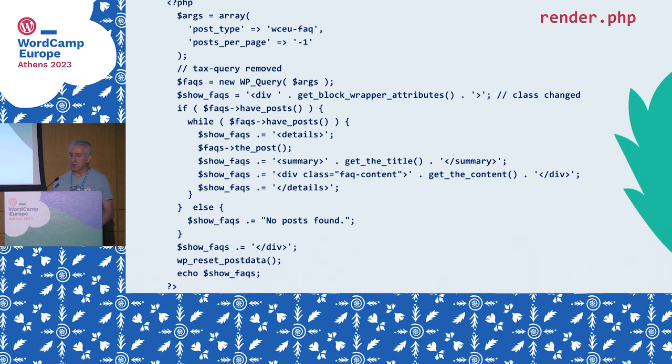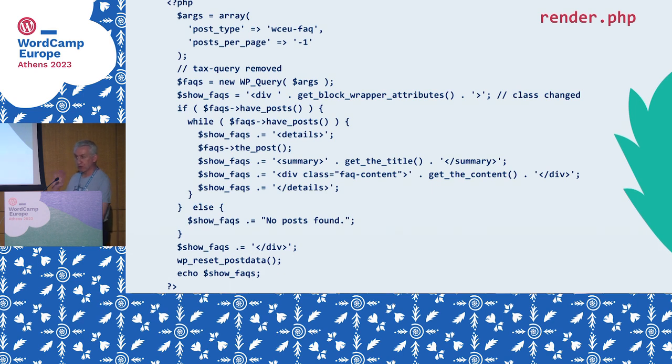In place of the hard-coded class in the WCEU FAQ PHP file, we're instead putting get block wrapper attributes, which will dynamically put a class in, and we're also going to be using that later on to add some dynamic CSS that the user can change. But for now, all it's doing is putting the class onto that div. And the only other change from the shortcode function is we remove the tax query at the moment.